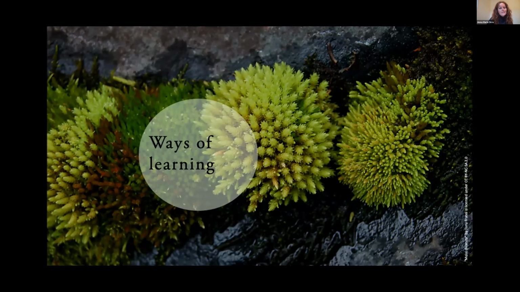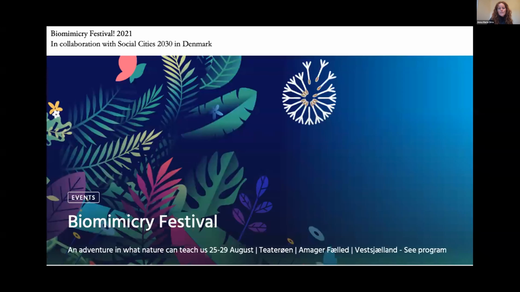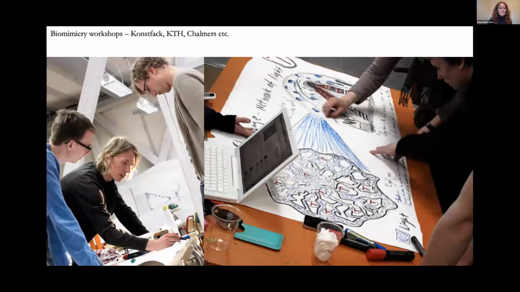staging events, and exhibitions. So recently in Copenhagen, we ran the Biomimicry Festival, basically an adventure in what biomimicry can teach us. And it's about really meeting nature in different ways that we are not used to, and reconnecting back to nature in new modes in order to find value in this. We run many workshops for universities, government officials, also different kinds of companies that have specific challenges.